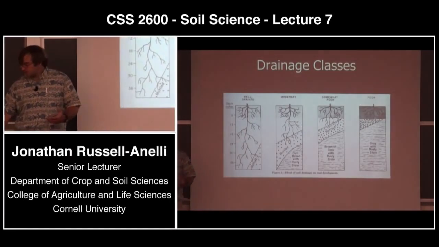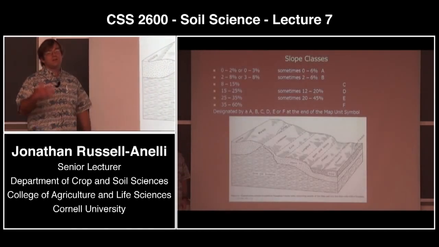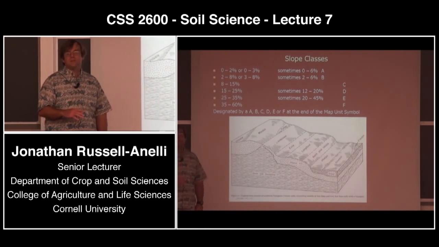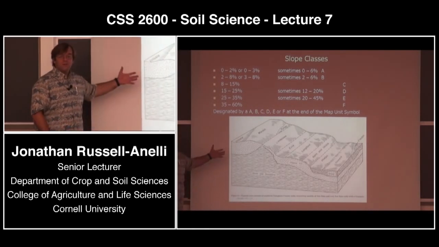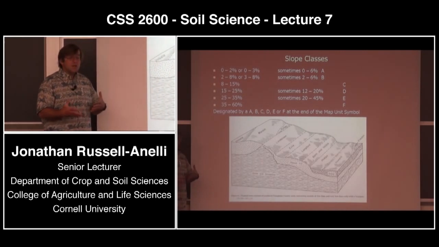So let's take a look at some of the other features that we look at. Slope is an obvious one. When you go out there, you start climbing that hill, you know it's steep. Okay? So there are other features that we can look at that basically can help us predict characteristics along the landscape. Some of them are not so obvious.